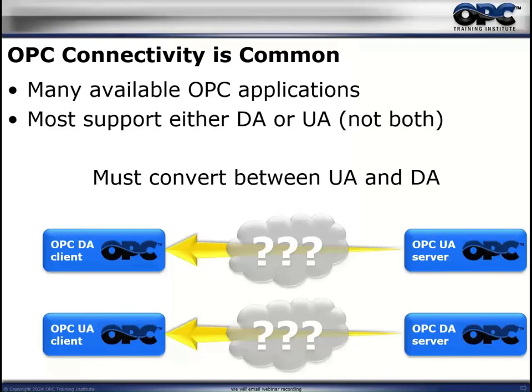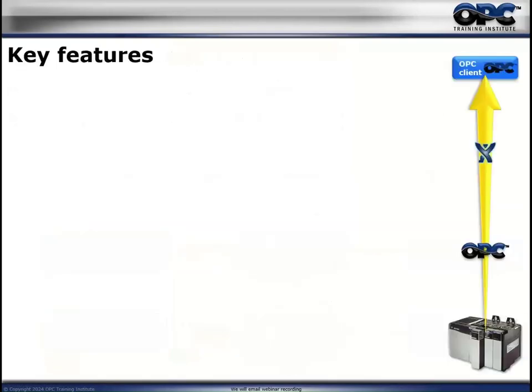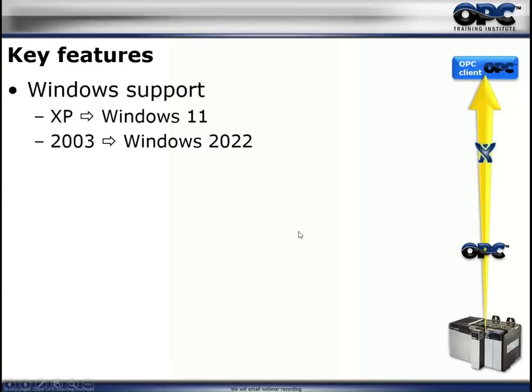And in this case, we have to convert between OPC UA and DA. What it means is if you have a UA server and you've got a DA client, you need something in the middle to convert. Or if you have a DA server and a UA client, again, you need something in the middle to make that conversion happen. Now, the key features we're talking about is, again, here's the OPC server, whether it's UA or DA, and here's the OPC client. Here's that converter in the middle.